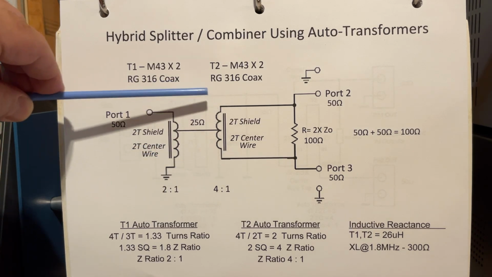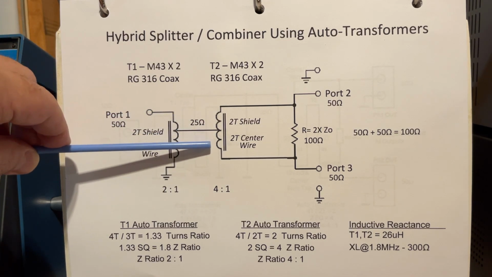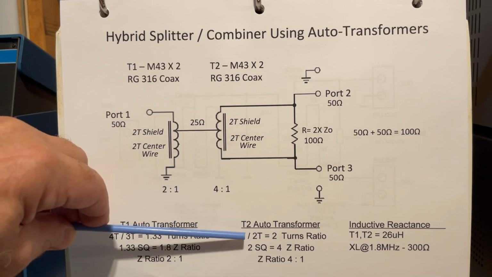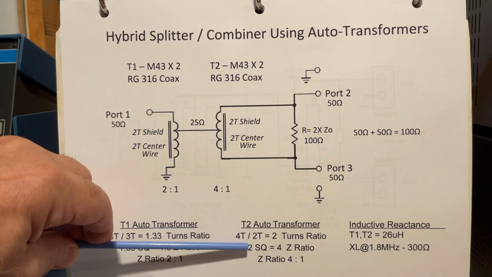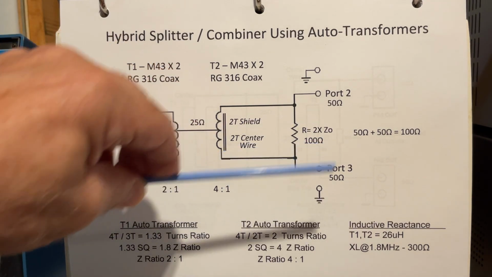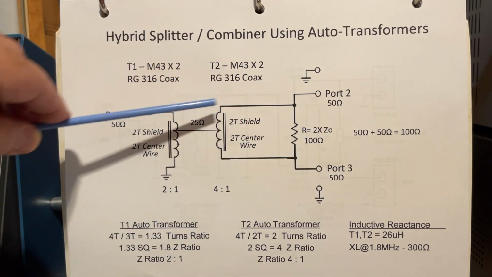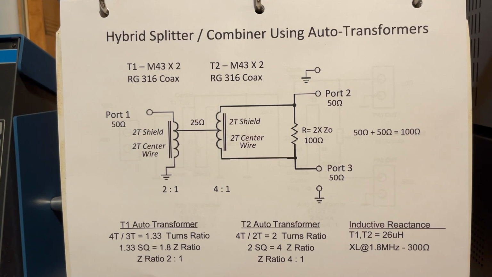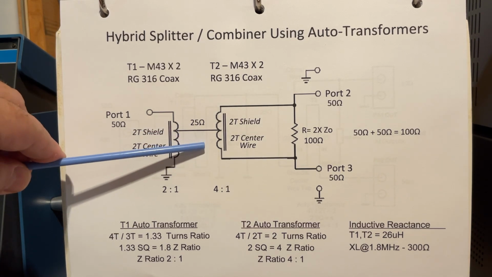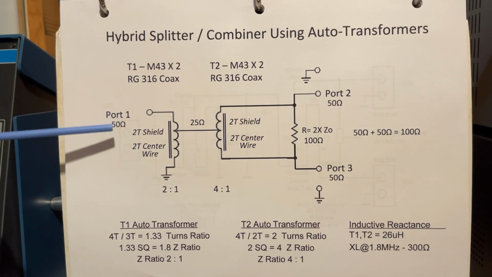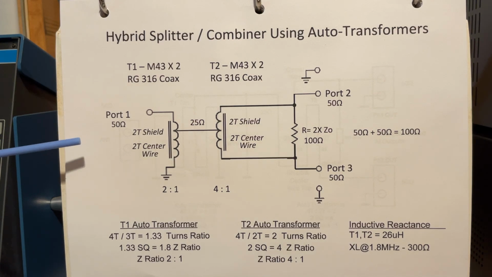Okay, so it's center tap, so we have two windings. Turns ratio is 2, impedance ratio is 4. It's a 4-to-1, so the impedance transformation is our 100 ohms to 25 ohms. So let's look at the other end, okay? This then takes our 25 ohms and transforms it back to 50 ohms.